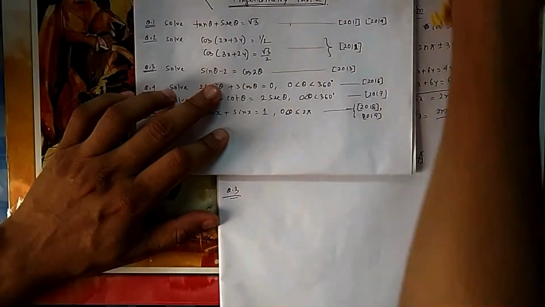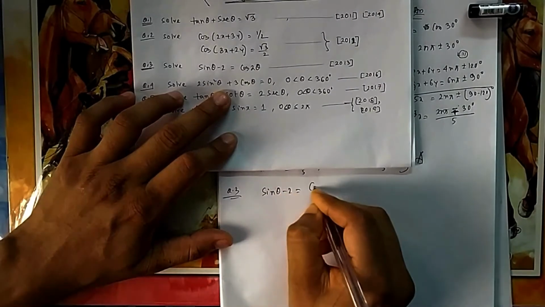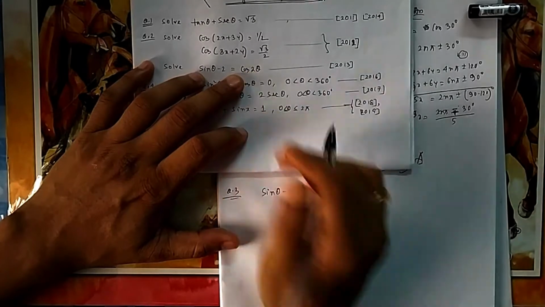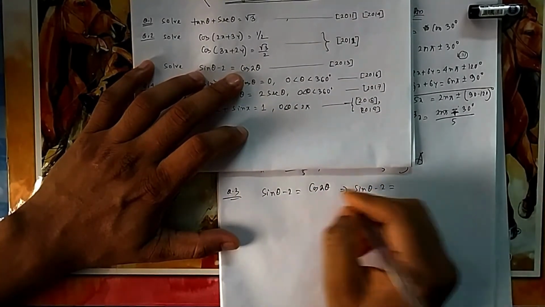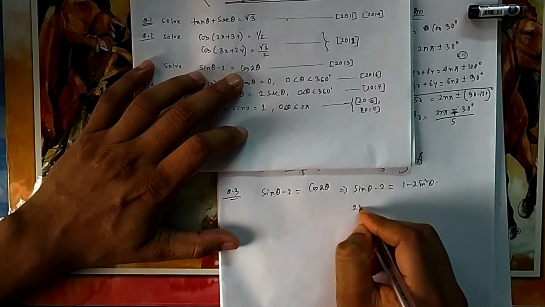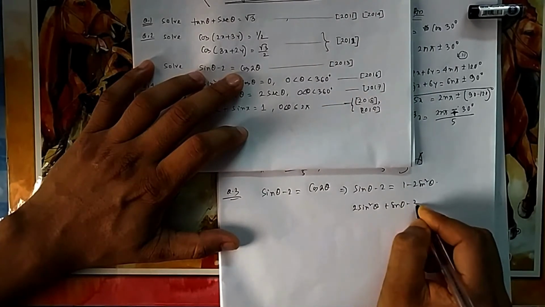Now this one: sin theta minus 2 is equal to cos 2 theta. We can easily make it quadratic, because we know the formula for cos 2 theta. What is the formula for cos 2 theta in terms of sin theta? 1 minus 2 sin square theta. So if you do it, the quadratic equation will be 2 sin square theta plus sin theta minus 3 is equal to 0.